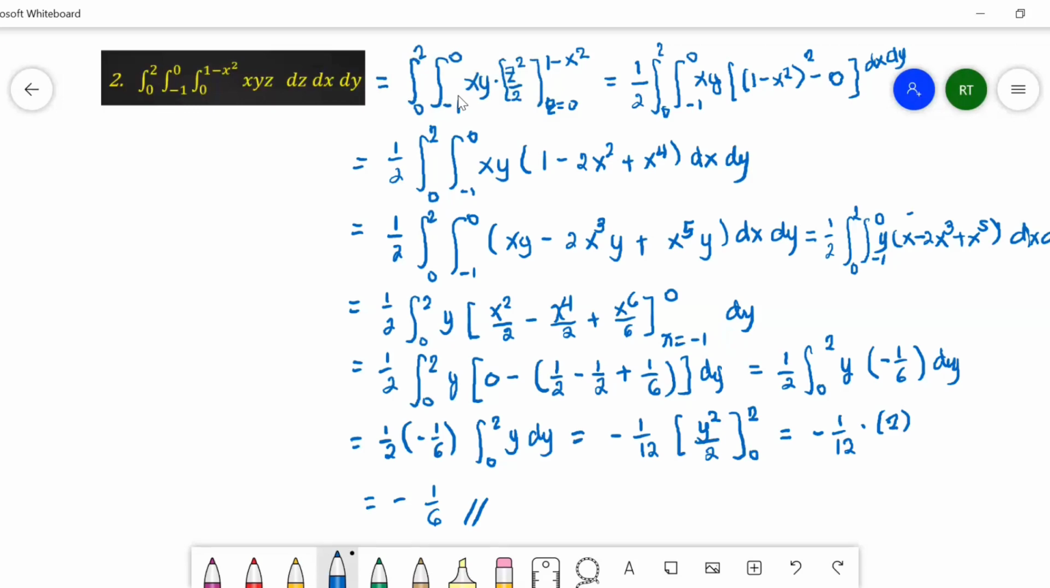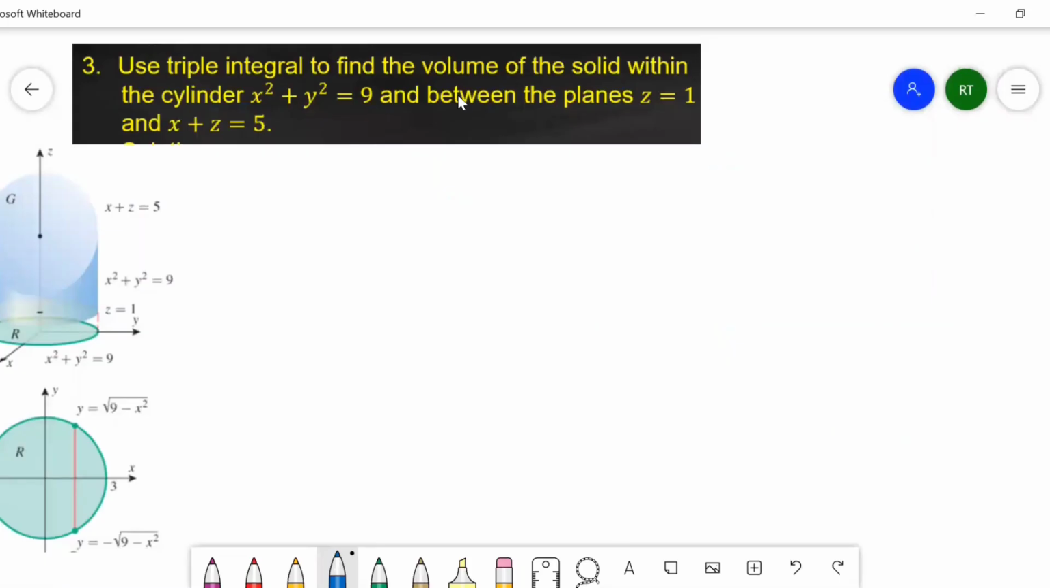Okay, so let us now have, this is actually the last example. Now use triple integral to find the volume of the solid within the cylinder x squared plus y squared is equal to 9 between the planes z is equal to 1 and x plus z is equal to 5. Okay, we already have here the illustration of the solid.